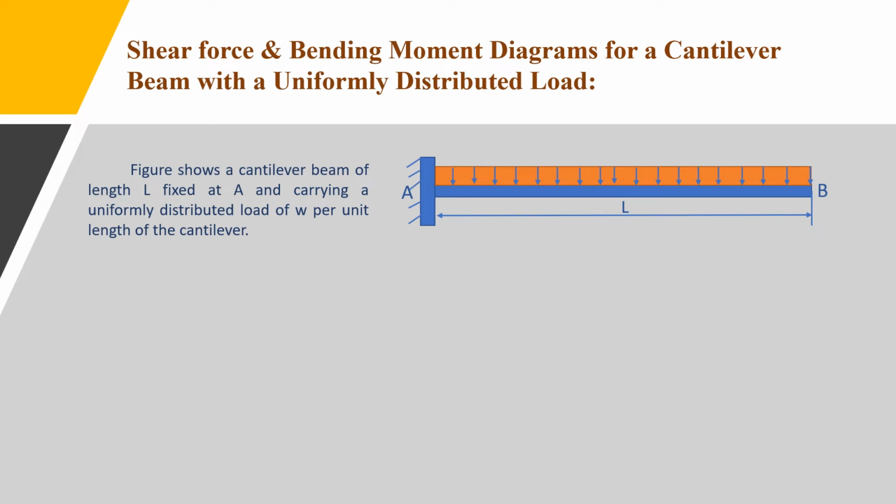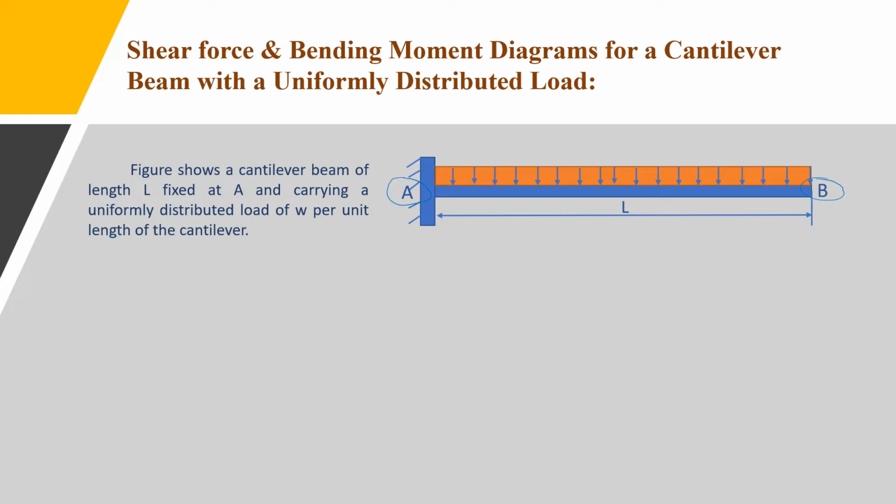Now here you can see a cantilever beam. We know that a cantilever beam is nothing but a beam with one end fixed and the other end free. In this figure, A is the fixed end and B is the free end. On this cantilever beam, the uniformly distributed load is acting. A uniformly distributed load means the load is acting per unit length over the entire length of the span, from A to B. The load is the same, distributed equally. That is uniformly distributed load.